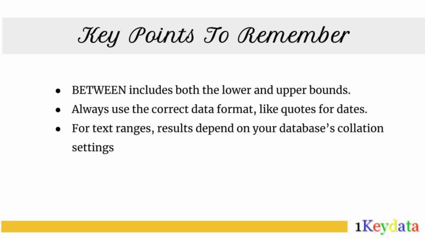For text ranges, results depend on your database's collation settings. Collation settings influence several rules, such as case sensitivity, which means whether a capital A is treated the same as a small a, as well as sorting order, which determines if A should come before B or B should come before A.